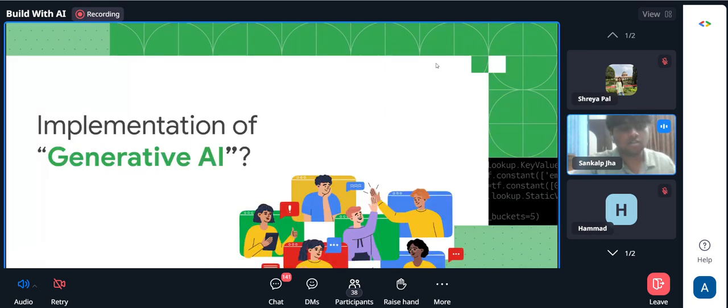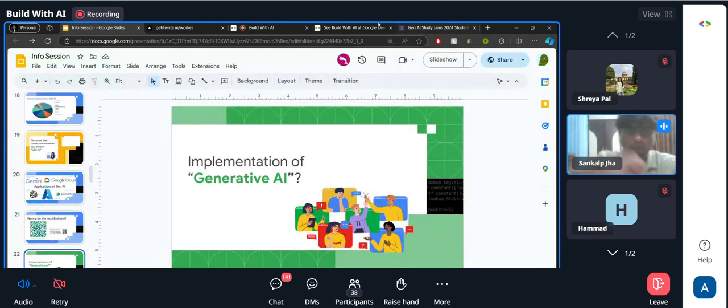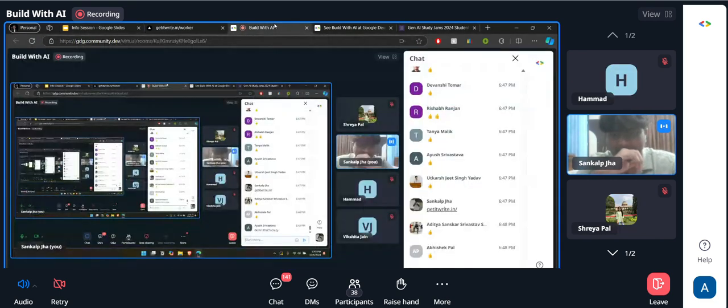All right. So implementation of generative AI. That is something our Hamad sir will be taking on. And Hamad sir, over to you.